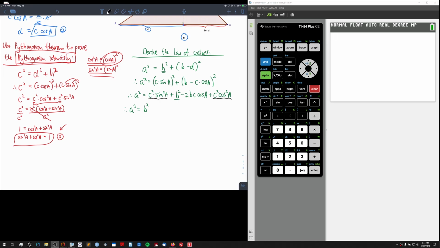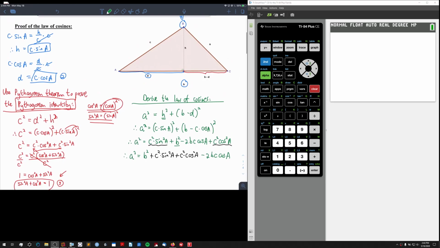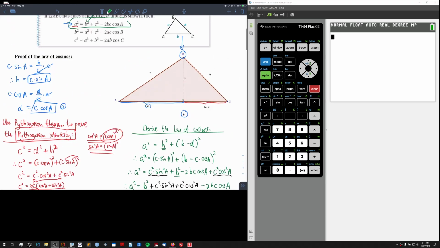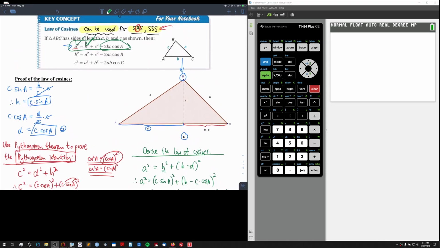So how about we put those two things next to each other? Okay, let's just rearrange. C squared times sine squared a plus c squared times cosine squared a. And then let's leave this thing in the back. Okay, minus 2bc cosine a. Now you look at this and go, ooh, that's looking good. Minus 2bc cosine a, I already have that. And I have b squared and a squared.